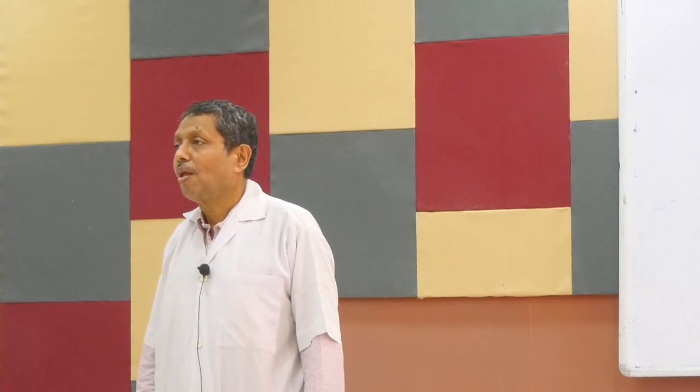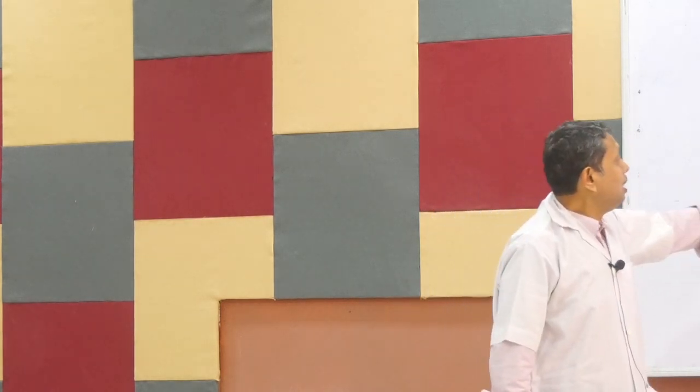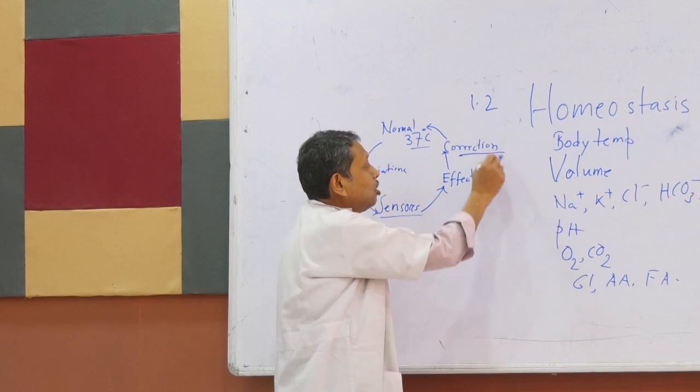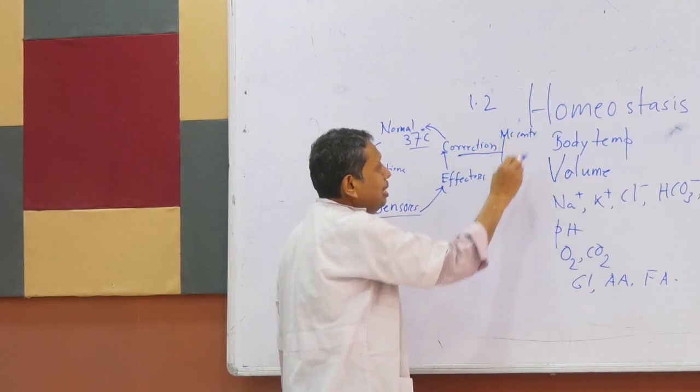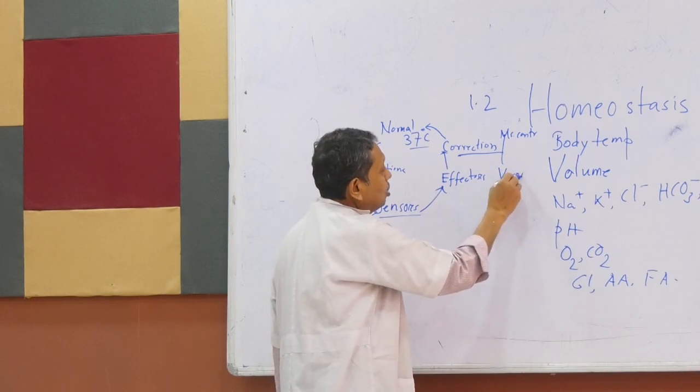Correction. If there is exposure to cold, a fall in body temperature, this correction will involve muscular contraction, activity of the nervous system, and vasoconstriction.